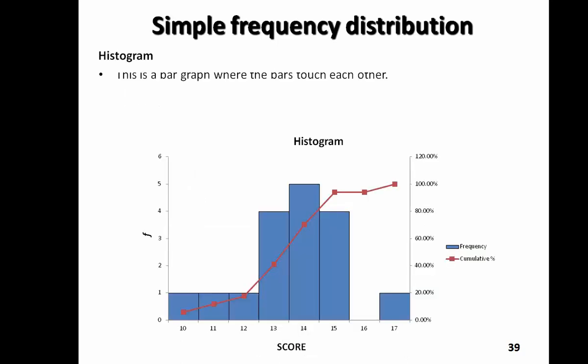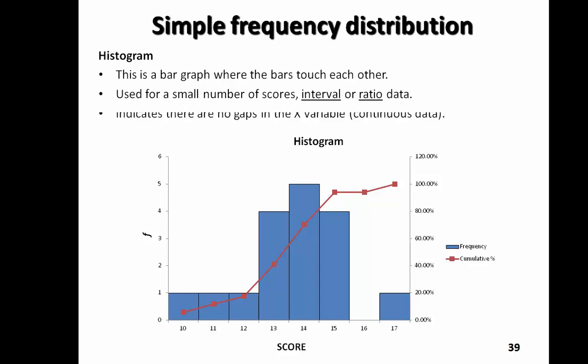The second manner in which data can be depicted is through what's called a histogram. The histogram is basically a bar graph, but in this case the bars actually touch each other. This is typically used for a small number of scores or scores that fit the interval or ratio description of data.